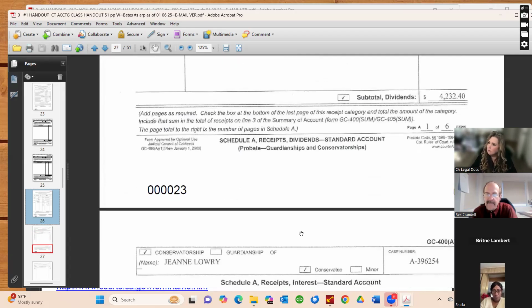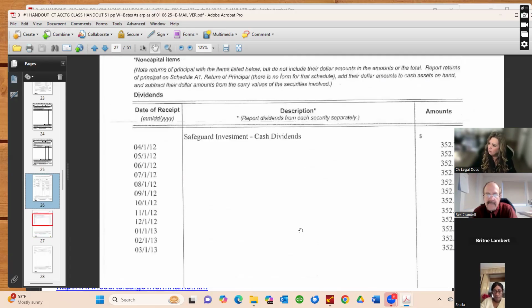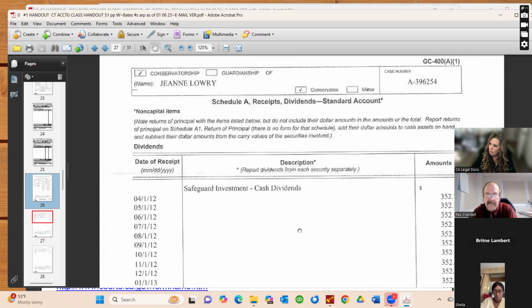Quick question, just for confirmation. If there's no cash, no dividends, nothing being input, no income coming into the estate, do I just put 0 on Schedule A? We're going to deal with a lot of forms. The Judicial Council has approved 48 different forms and schedules. You would only include it if you had a transaction. Otherwise, leave it blank. Don't use it.